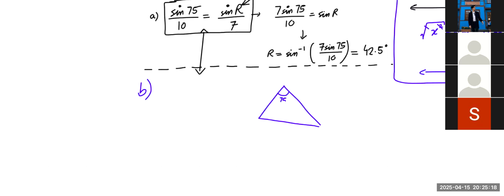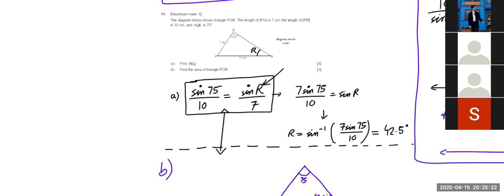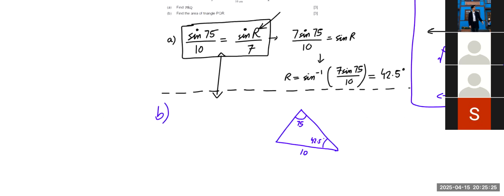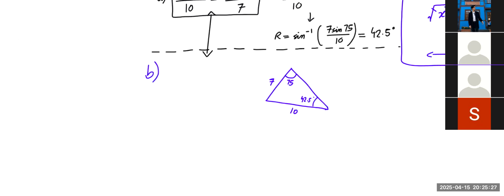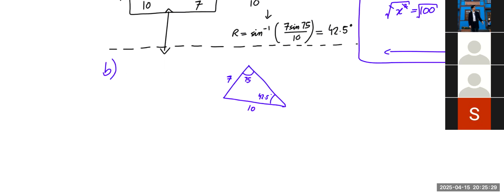You also know R now, 42.5 degrees. Which sides do you know? 10 and 7, right? So first of all, I'm gonna give you guys the rundown of how to find the area using the formula I'm about to tell you.